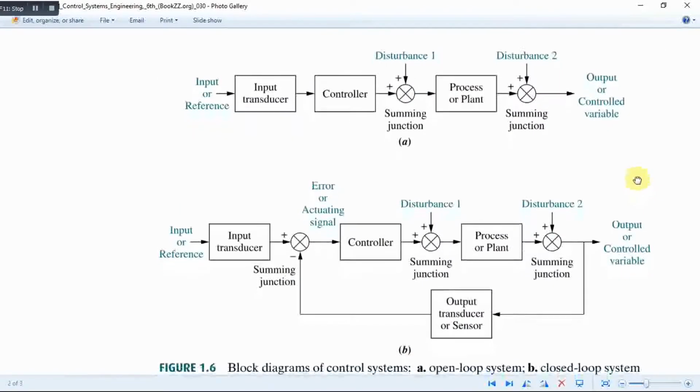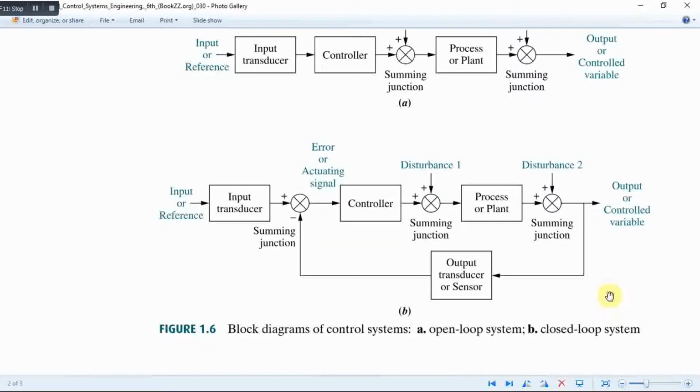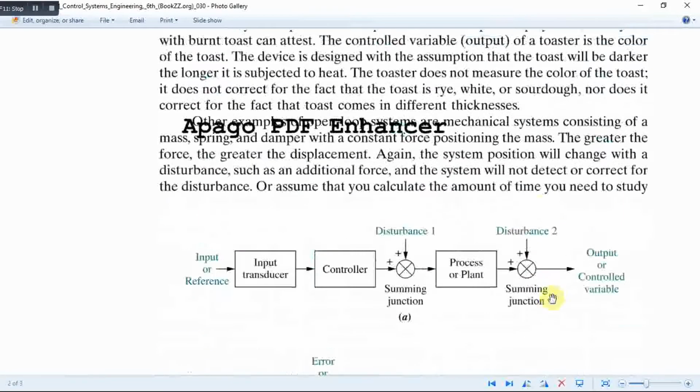Whereas in a closed loop system we have a feedback element. Like here we have an element which measures the output and gives its response to the summing junction, where we get the error signal. So a feedback system is a kind of regulating system where we can maintain a certain set point. We can see these definitions here.